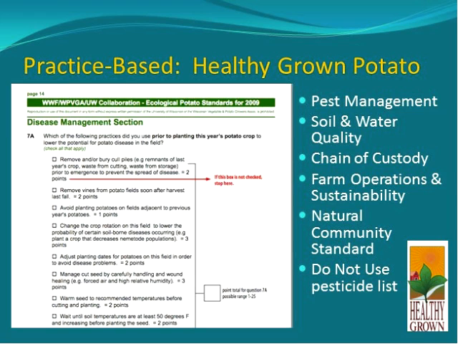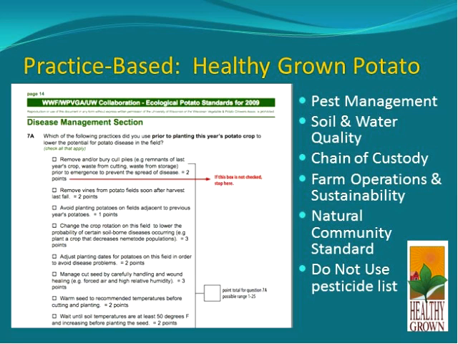And you can see here in this little clip, so this is what the standard looks like if you were to open it up. It's broken down into different management sections, and then there's a list of questions that relate to the sustainability of the system. And there are different options for that particular question. So this one, for example, I don't know if you can read it. Which of the following practices did you use prior to planting this year's potato crop to lower the potential for potato disease in the field?